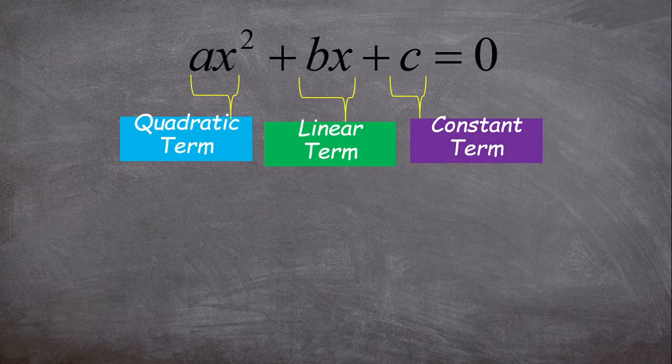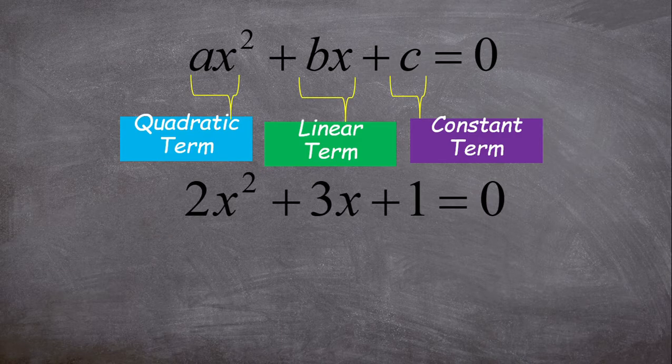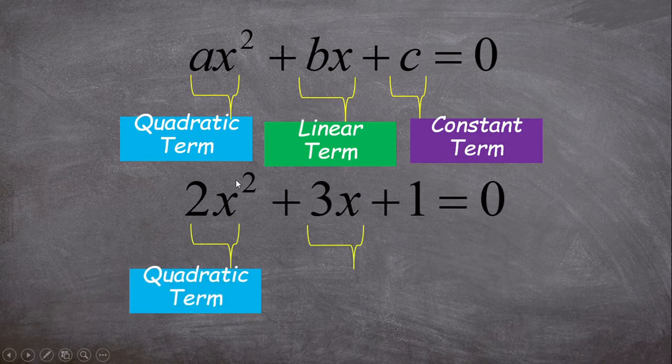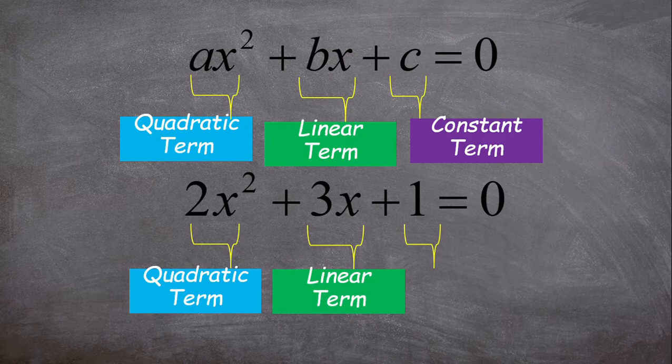Now, let's practice identifying the quadratic term, the linear term, and the constant term of the quadratic equation. For example, 2x squared plus 3x plus 1 equals 0. So again, the quadratic term is a term with the exponent 2. So our quadratic term is 2x squared, while our linear term is 3x, and our constant term, or the term that has no variable in it, is 1.